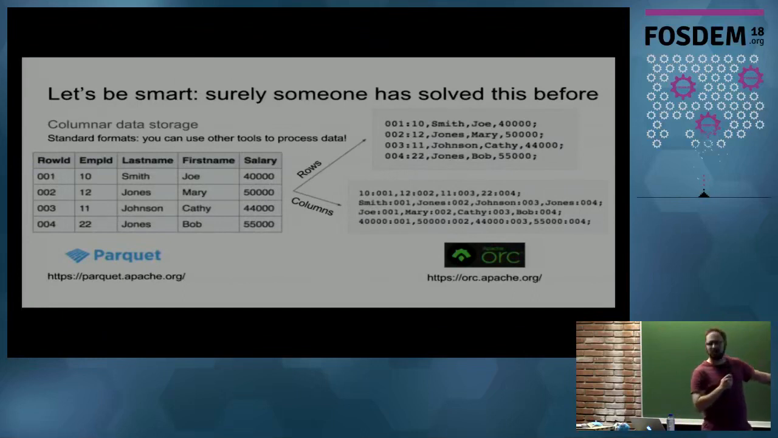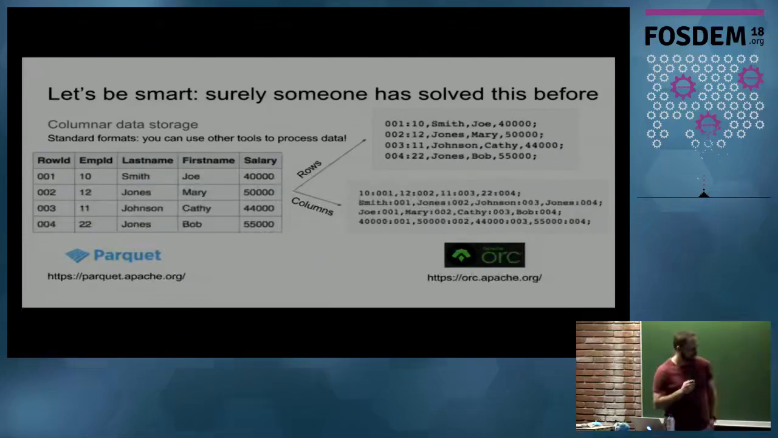This is how you would represent relational data. If you store it in rows, it looks a bit like CSV. If you store it in columns, you just flip it around, and you see that each of the rows there is one of these columns.